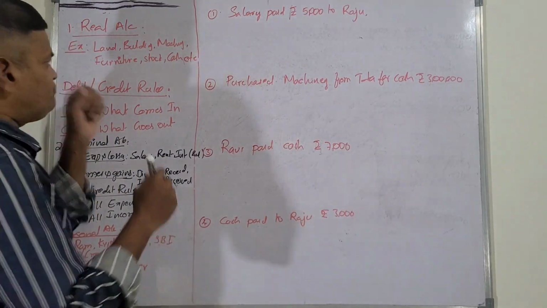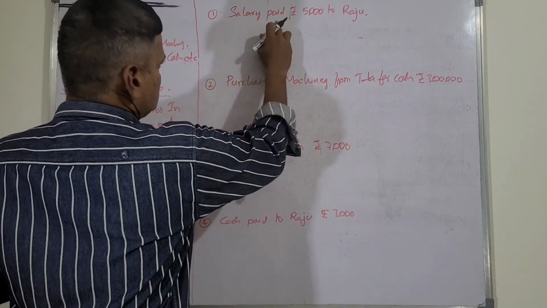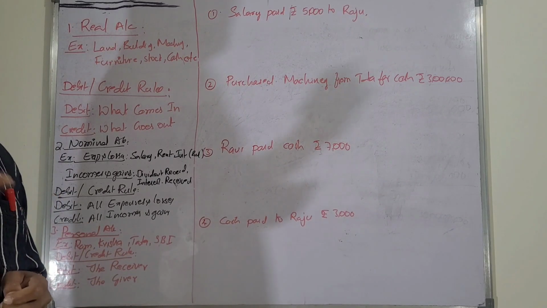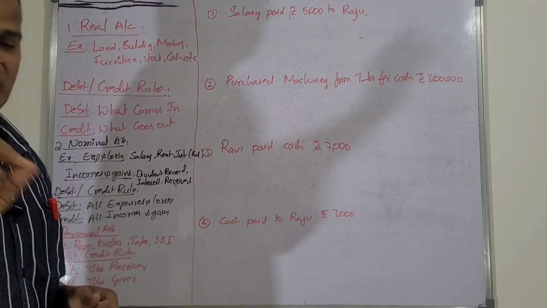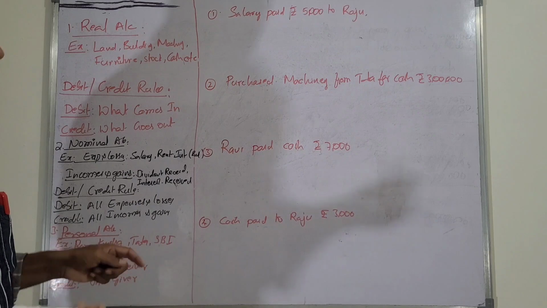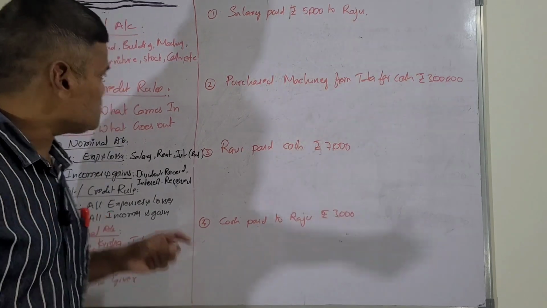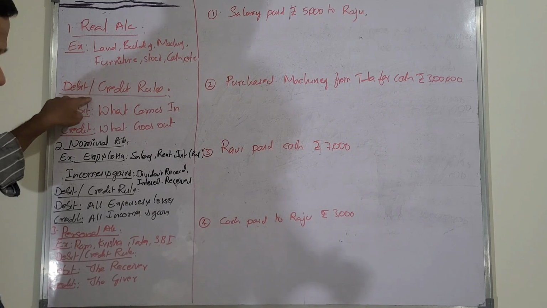Let's see. Next, what is the transaction? Salary paid rupees 5,000 to Raju. So first, what do we have to write? We have to write debit. So if you want to write debit, first we have to check according to real account.